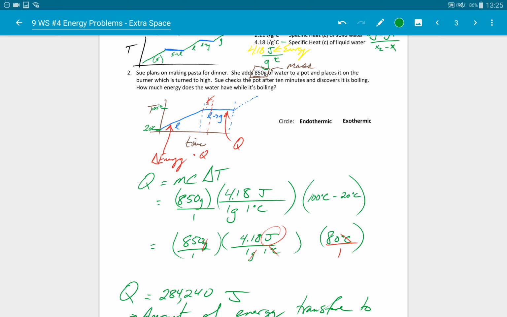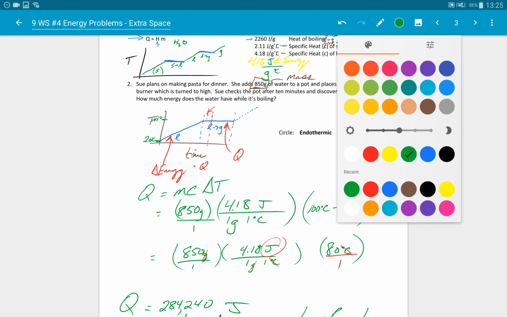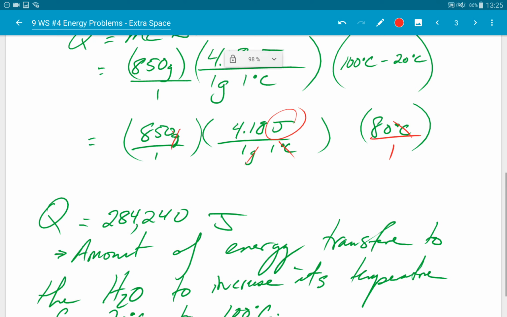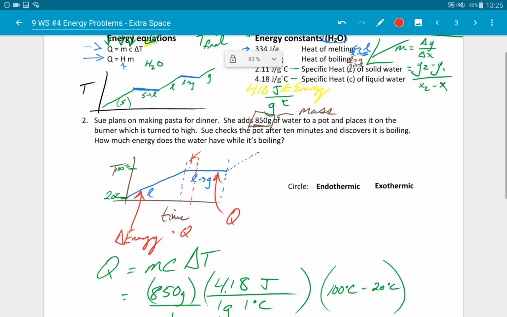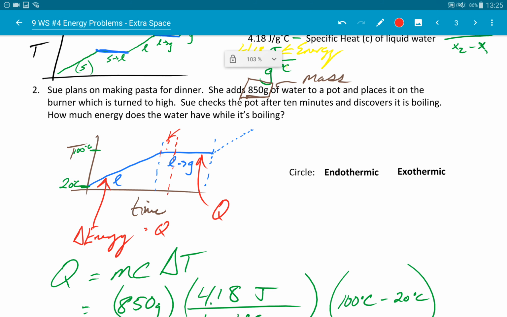Now, what about this little bit here of, hey, she checked it after 10 minutes, found out that it's boiling, and so that means some of this mass here got boiled off. Now, I think this is probably beyond this question here, but I'm going to go through this anyways, because you might come across some other problem where you might need to understand how to do something like that. So let's go ahead and write our own problem here. So let's say that 15 grams of H2O boiled off before she checked it, before she turned off the heat.